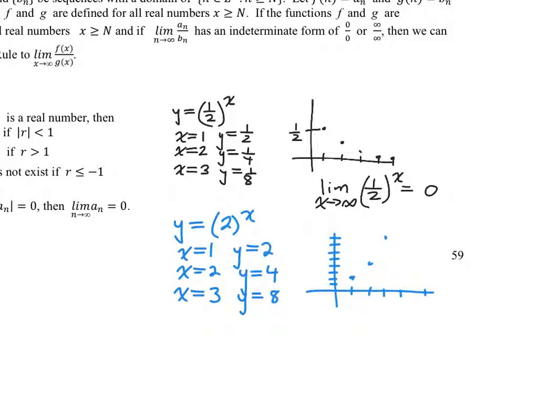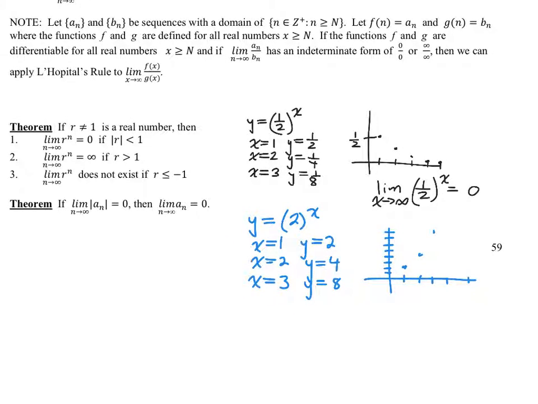Then 64, then 128, then 256, 512, 1024, 2048, 4096, etc. Obviously getting larger and larger. So if x were to approach infinity, this would approach infinity also, the y value. All right? So that's an example. It's not a proof, but it's an example of a case where the r value would be greater than 1.